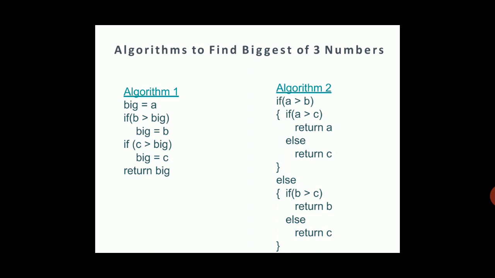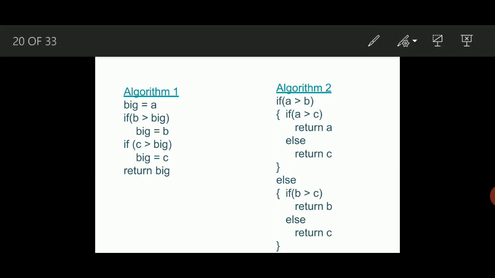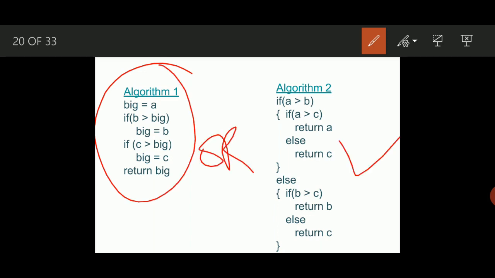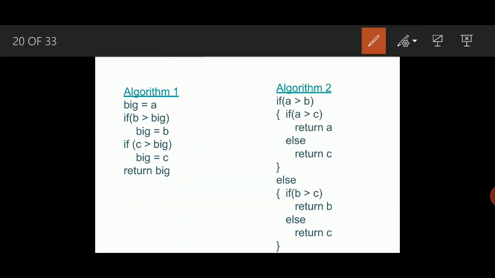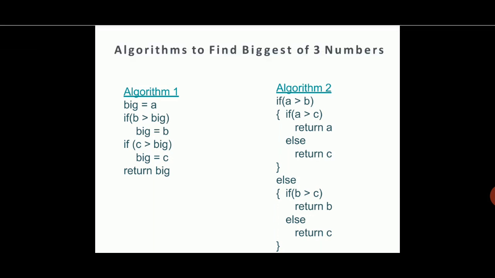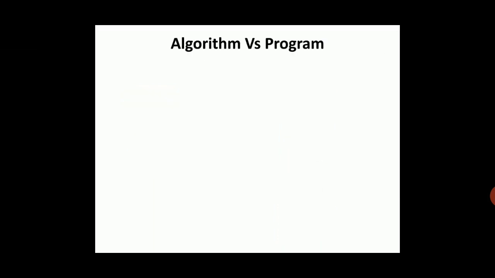Otherwise, like pseudocode, in the second algorithm, if a is greater than b, first it is considered as a condition, then if a is greater than c, then return the value of a. Okay, else return c, and after that we write the else condition and find the biggest value. We have to write this algorithm in both types, this one or this one. So I have shown here both types of writing the algorithm.